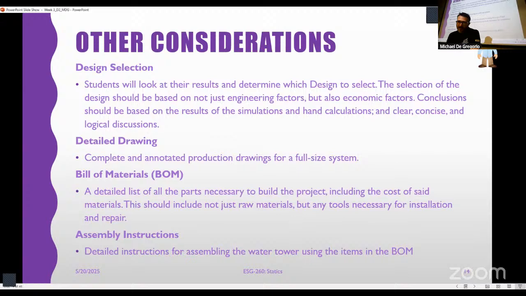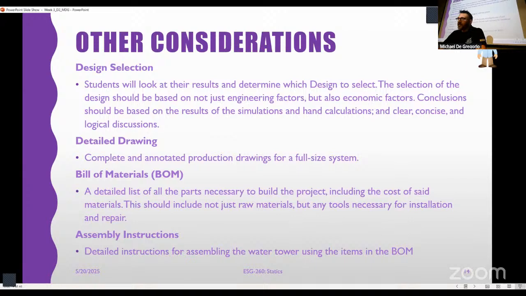You need a detailed production style drawing. Please, one of the things that ends up happening is students just give me a screenshot from SolidWorks of a 3-dimensional object. That is not a production drawing, right? If you took that to a machine shop, they would look at you and tell you to go home. I want the actual drawing of it, what it's supposed to be, with dimensions and everything.